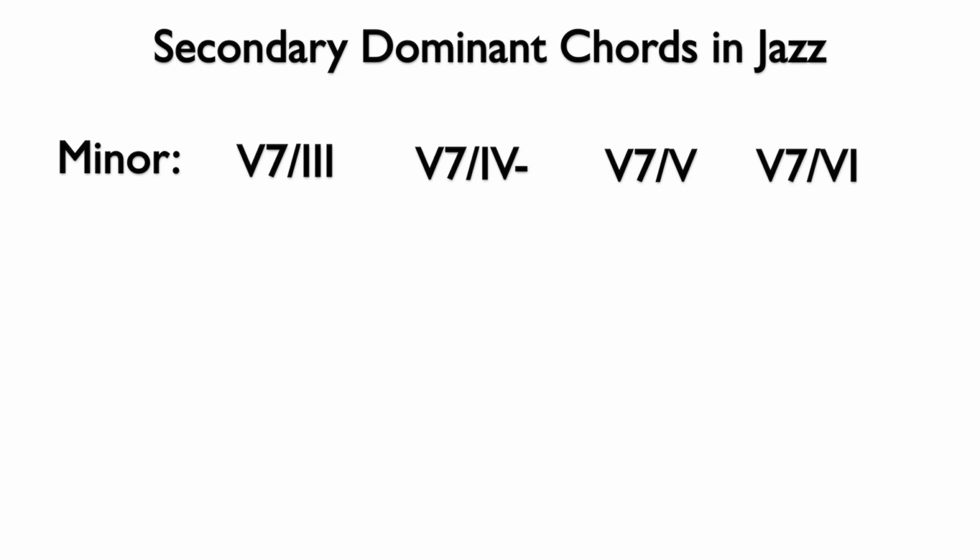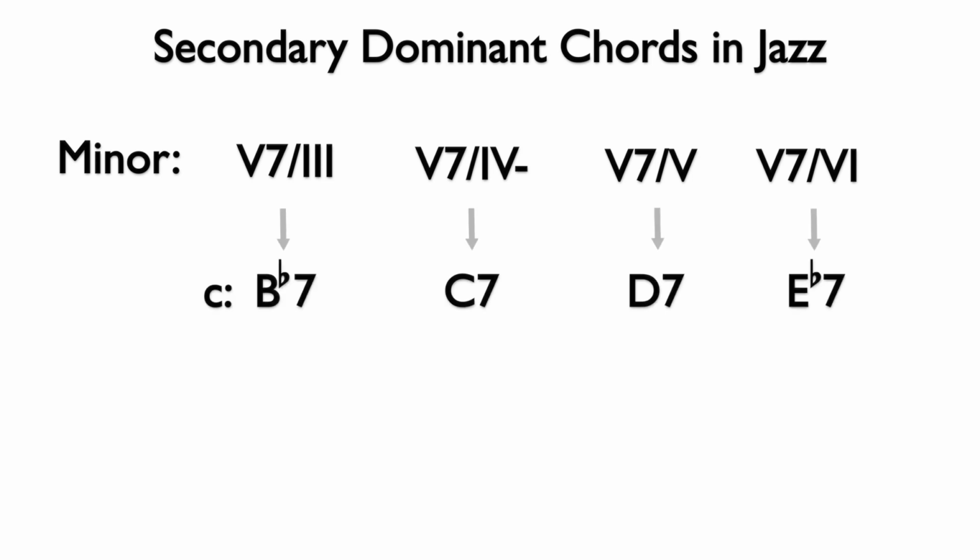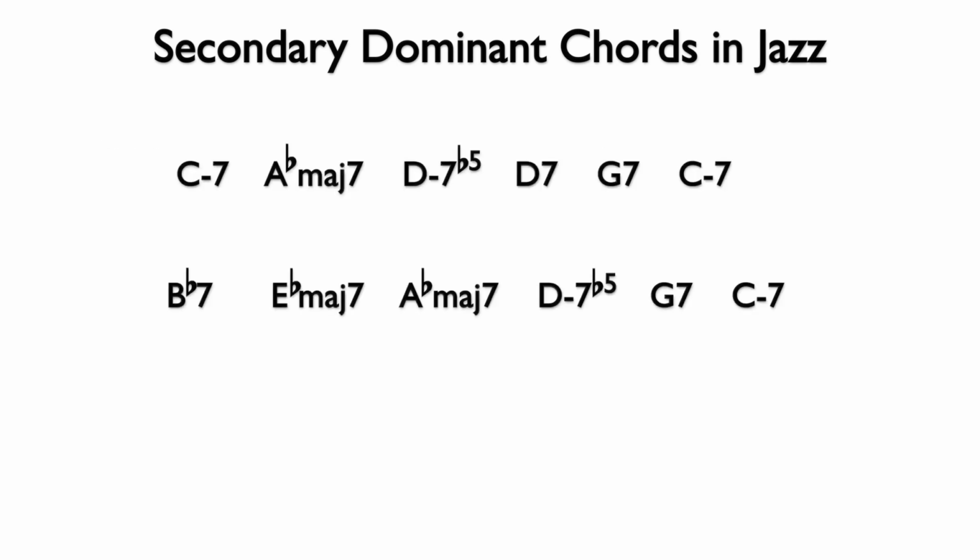In a minor key, we have the typical secondary dominant chords, 5-7 of 3, 5-7 of 4, 5-7 of 5, and 5-7 of 6. In the key of C minor, these chords are as follows. Here are these chords in E minor. Here is a chord progression using secondary dominant chords in C minor.